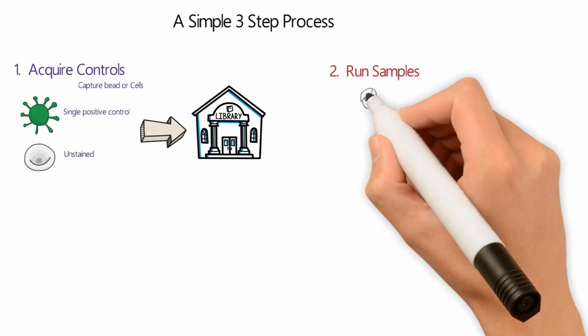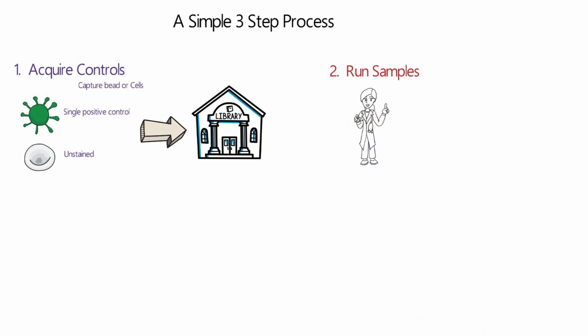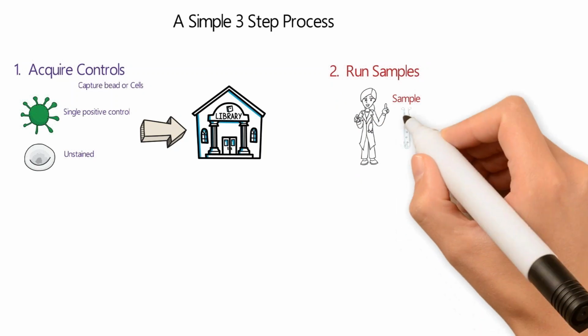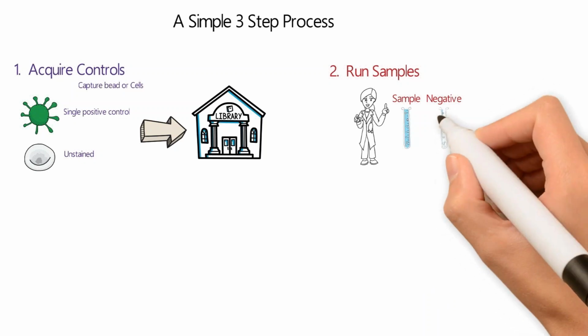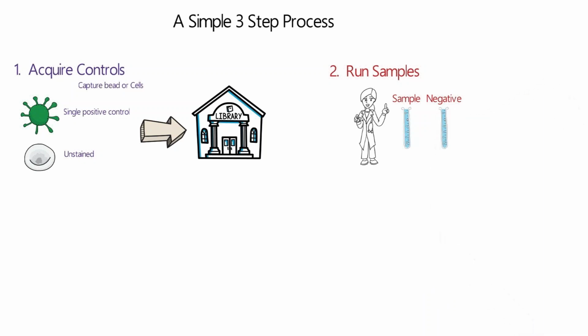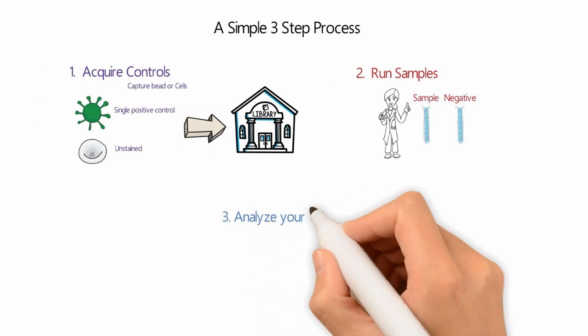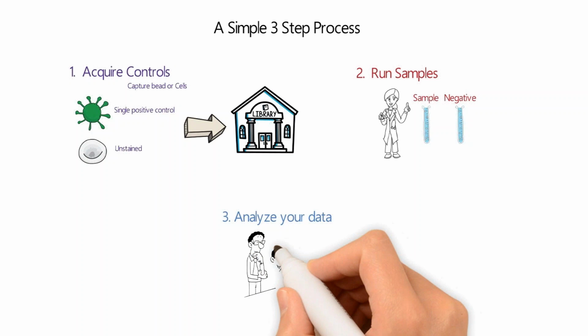The second step now is you run your samples. All you have to do with your samples is, one, bring one that has everything stained, and then two, your negative, so that we know what the autofluorescence is of the population that we're looking at. The third step then allows us to analyze your data either at the instrument or at a workstation.